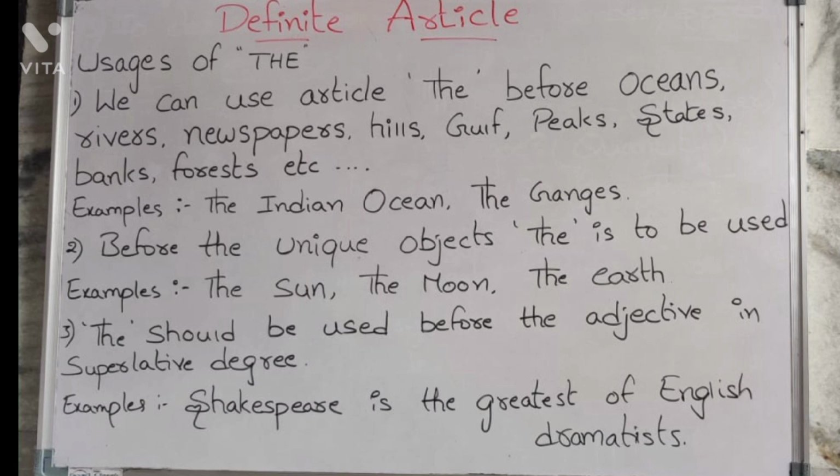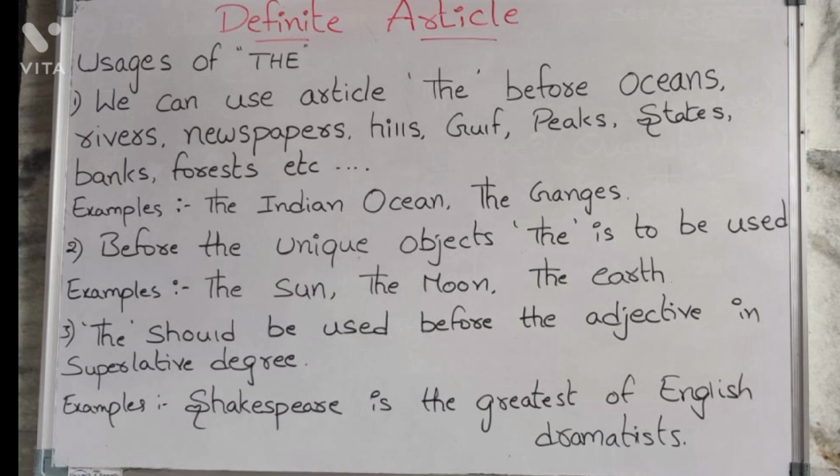So the usage of the: how we identify the, how we use it, how we'll use the article the in sentences. Let us learn now. We can use the article the before oceans, rivers, newspapers, hills, gulfs, peaks, states, banks, forests, etc. For all these things we use the article. The Indian Ocean, for example, the Ganges, the Times of India. So in all these we are using the in the sentences.